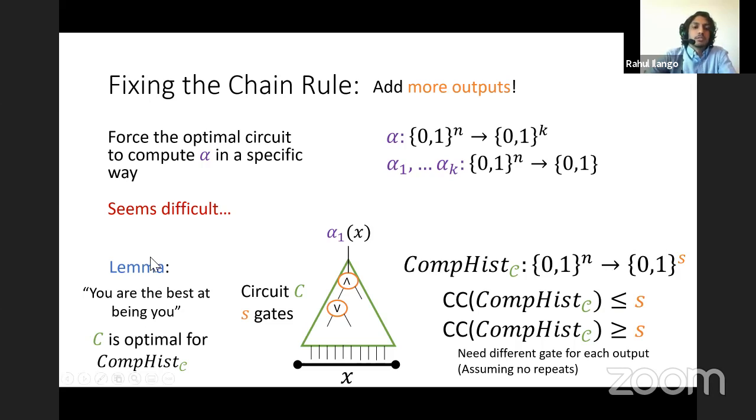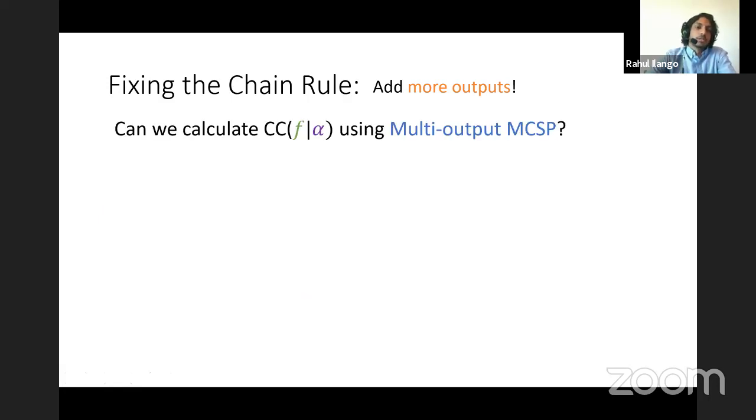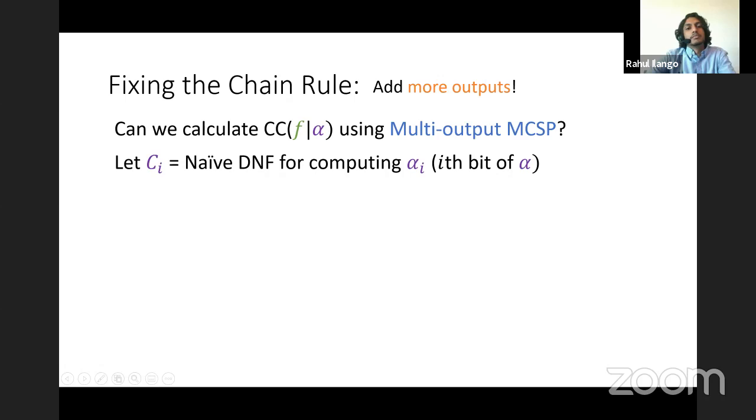And the way that we use this is as follows. We're going to use this to force, in the chain rule, the circuit to compute alpha in a specific way. In particular, our goal is to calculate the relative complexity using multi-output MCSP, and we want to do this using a chain rule. So we just fix some very specific way for computing each of the bits of alpha. So let's just say the naive DNF, some specific way. It's not so important what that specific way is.